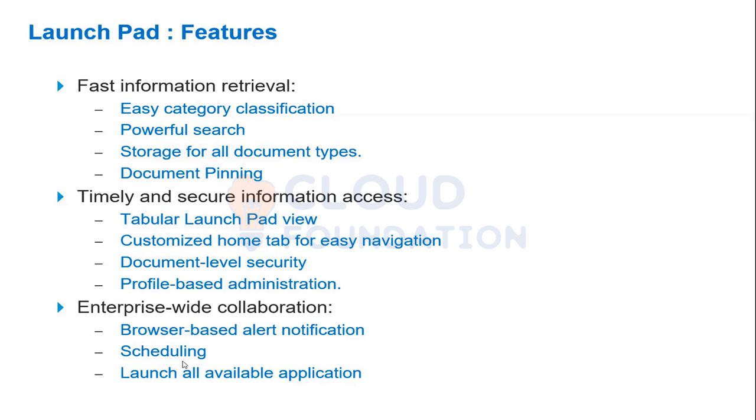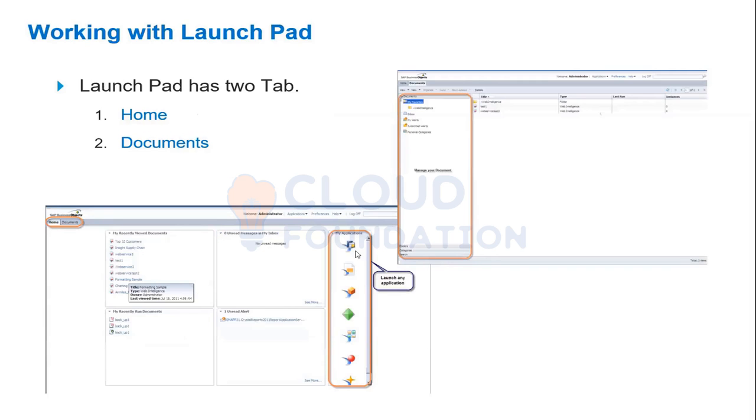Based on our requirement, we can set up all the features there and launch all available applications. Working with the Launchpad. Launchpad has two tabs, Home and Documents. If you click on Documents, there will be category-wise, folder-wise reports. Under My Documents are our personal reports. If you click on Folders, there will be reports saved at the repository level, like public folders.